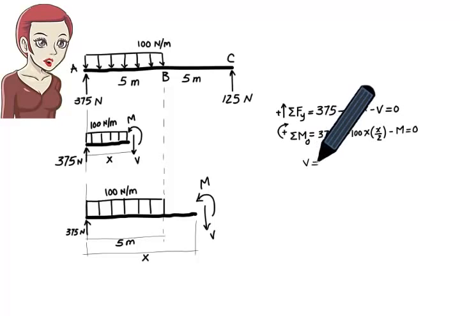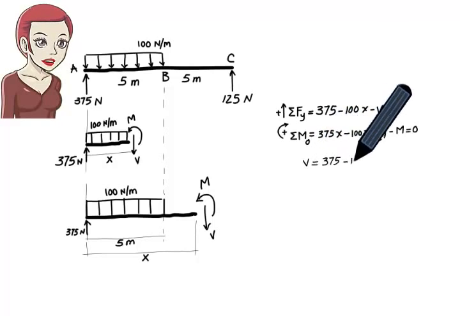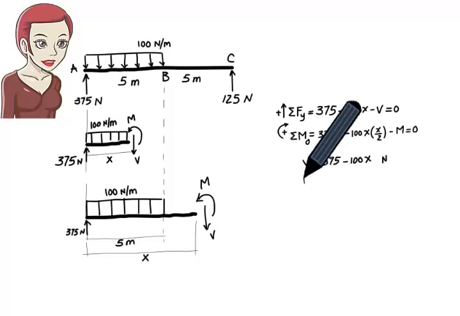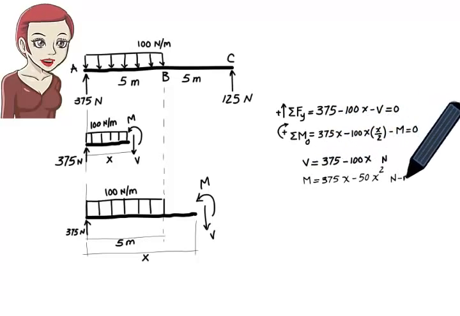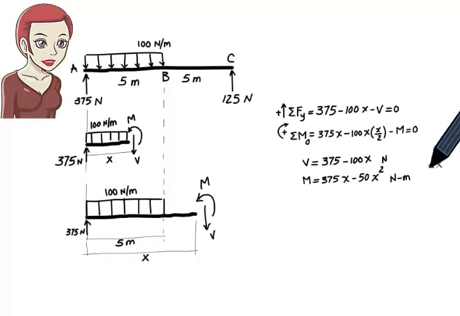So V equals 375 minus 100x and M equals 375x minus 50 times x squared. Both equations are valid for x between 0 and 5.